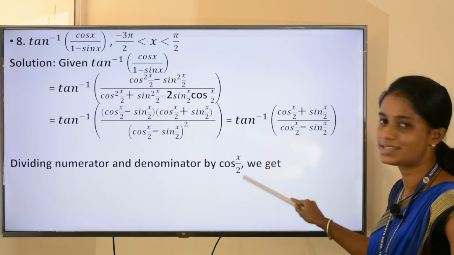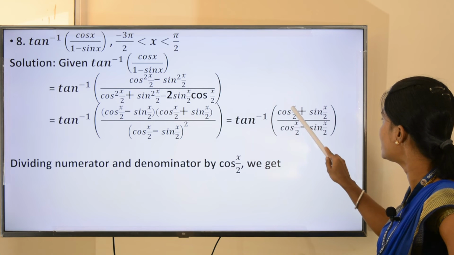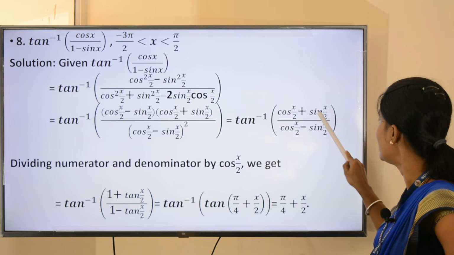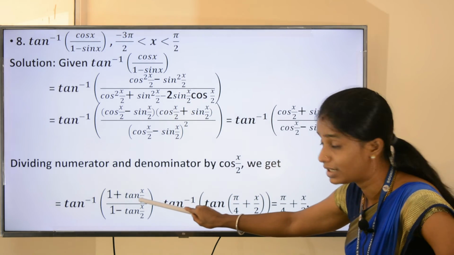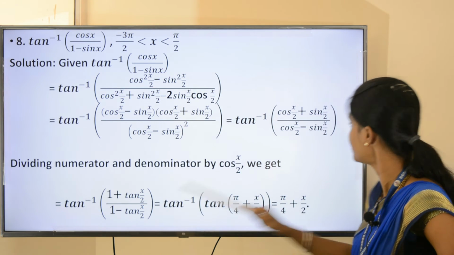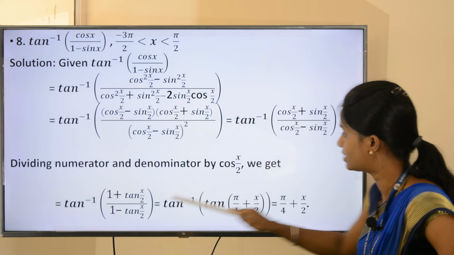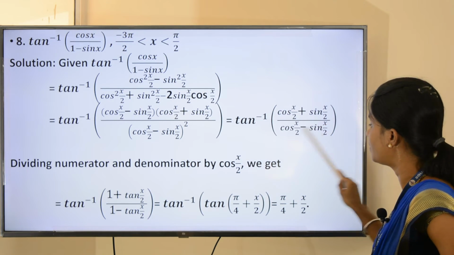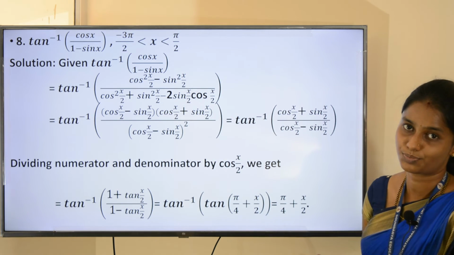It is cos x by 2 is the dividing term. Now cos x by 2 divided by cos x by 2, that is 1, plus sin x by 2 divided by cos x by 2 is equal to tan x by 2, whole divided by cos x by 2 divided by cos x by 2, that is 1, minus sin x by 2 divided by cos x by 2 is equal to tan x by 2.